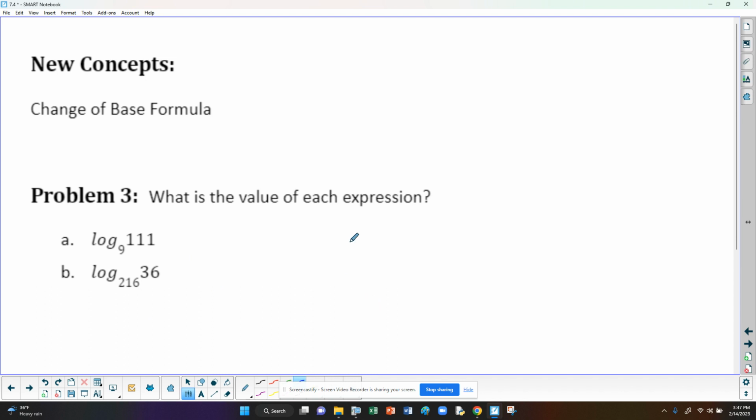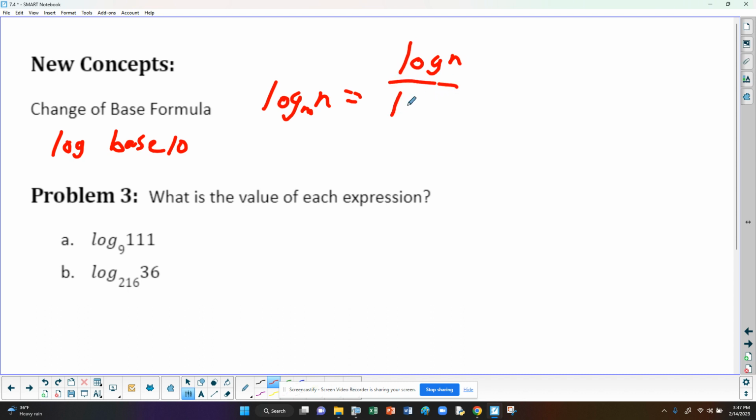The next is the change of base formula. This is useful if you have a calculator that does not allow you to change the base. You can find a logarithm in any base, and most often it's using the common log, which is base 10, because that's what most calculators are going to have. The change of base formula says that if you have a log in some base, we'll call it m, of n, you can take the common log of n divided by the common log of m.